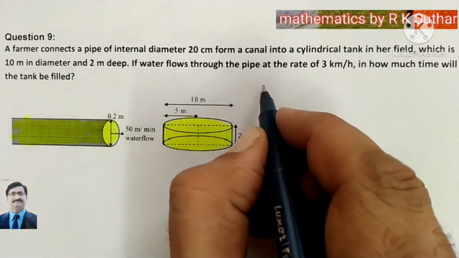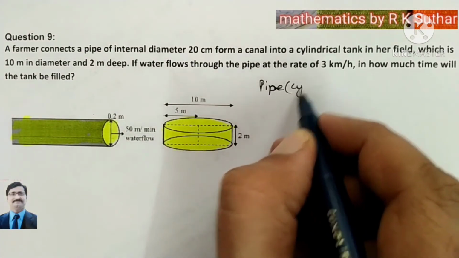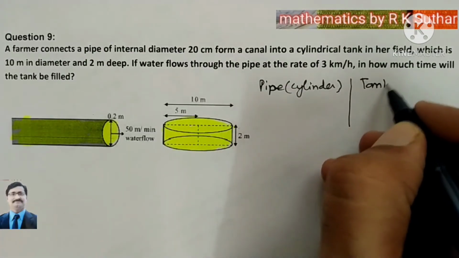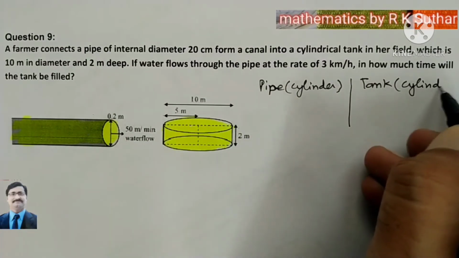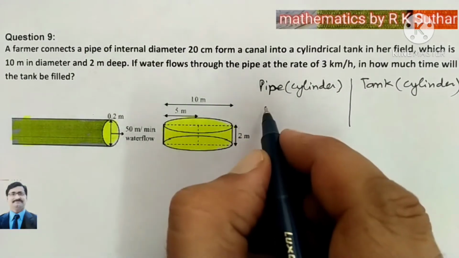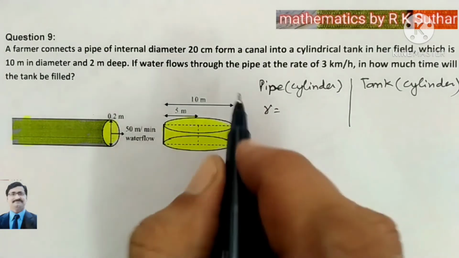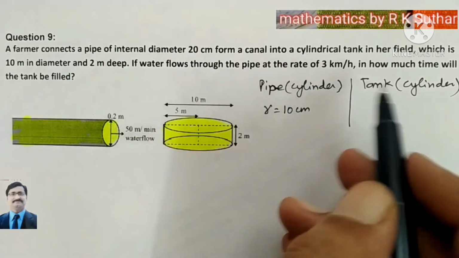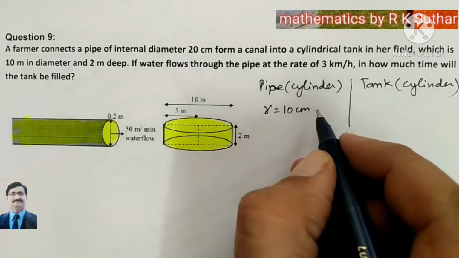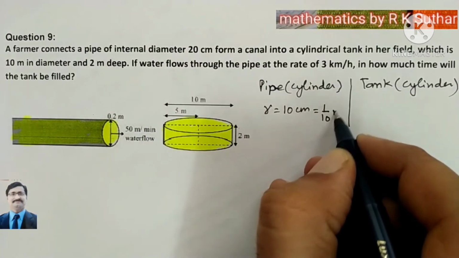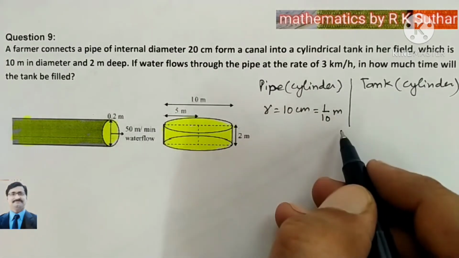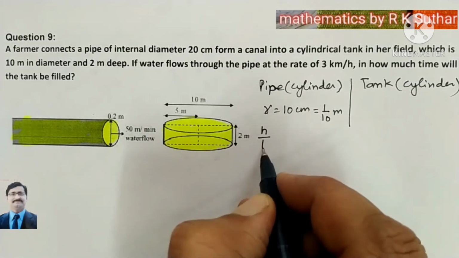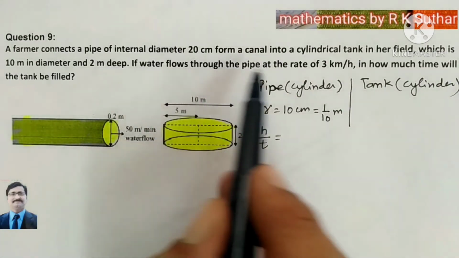We can write here, this is a pipe. Pipe is in form of a cylinder. And the second side is the tank, and the tank is also in form of a cylinder. Now this pipe's radius we will write as small r, and diameter is 20, so radius will be 10 centimeter. Centimeter we have to change in meter because all the others are in meter. So we can write here 1 upon 10 meter. We divide by 100, so we get 1 upon 10 meter.